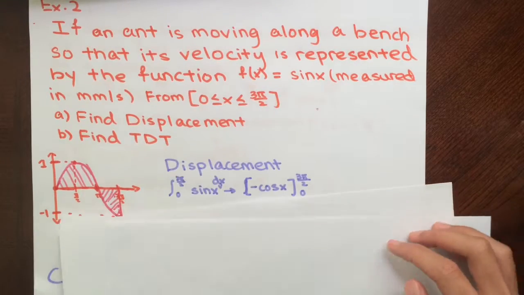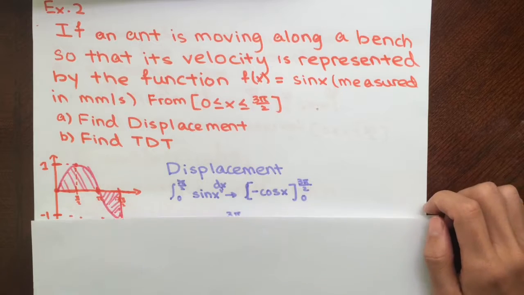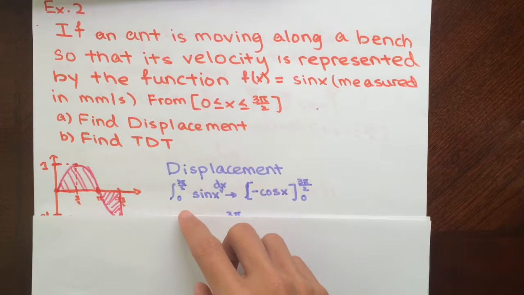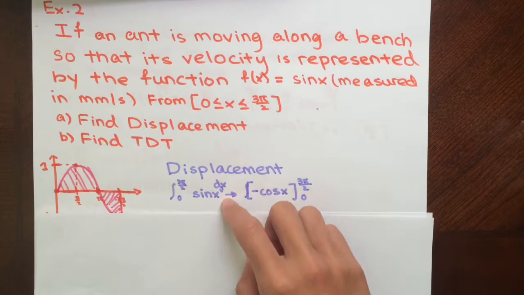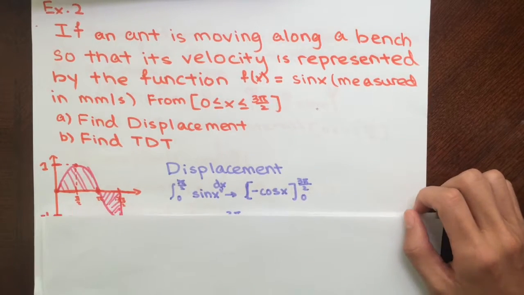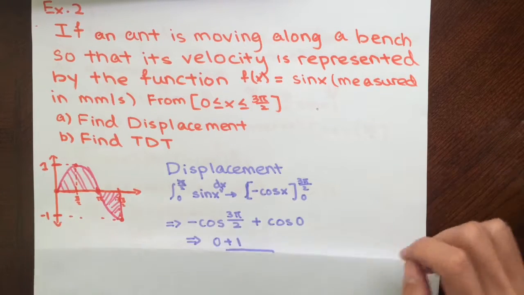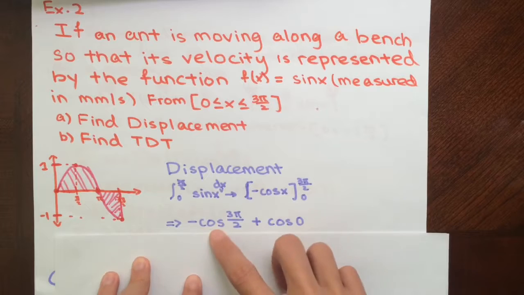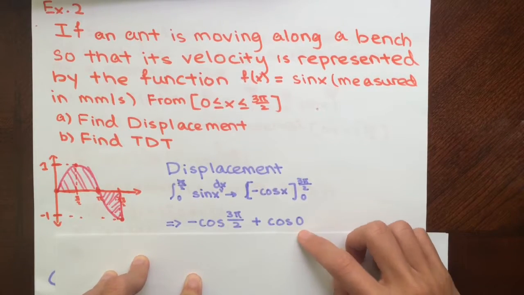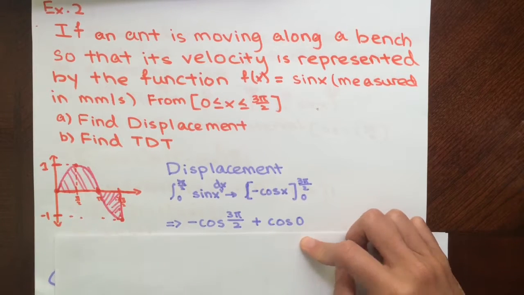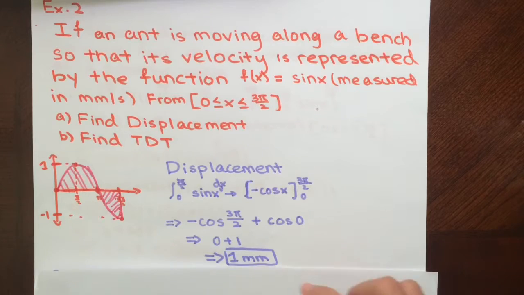For displacement, we simply do what we did last time and set the integral of sine of x from 0 to 3 pi over 2 dx equal to negative cosine x from 0 to 3 pi over 2, using the fundamental theorem of calculus. This gets us negative cosine of 3 pi over 2 minus negative cosine of 0, which is just plus cosine of 0, giving us 0 plus 1, which gives us 1 millimeter.